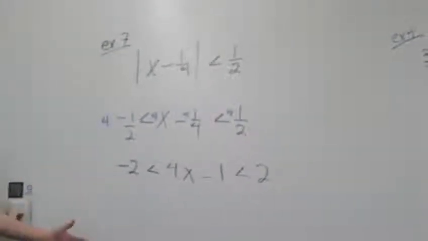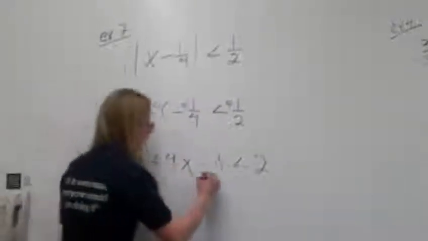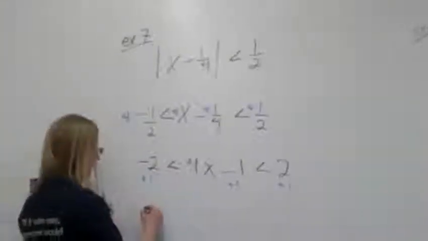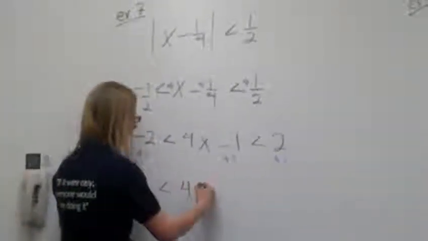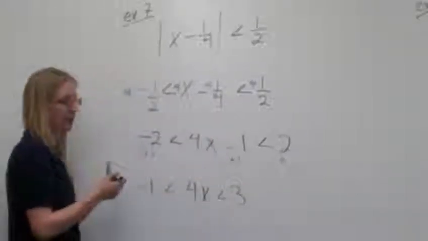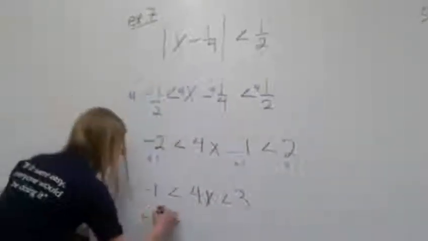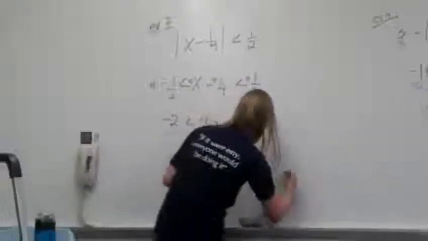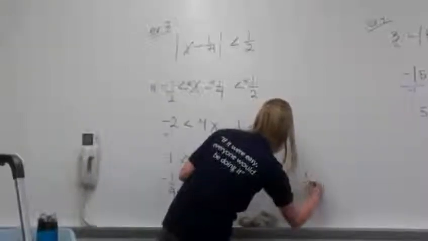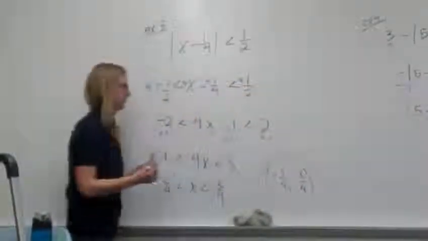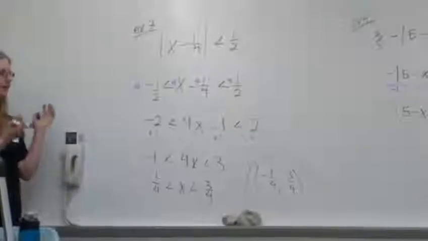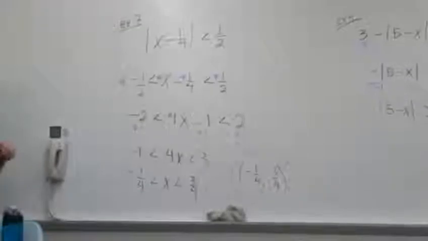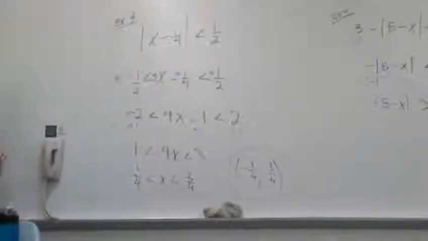There's no fractions. Okay? So then from here I'm going to add 1 to all 3 sides. And that's going to give me negative 1 is less than 4x is less than 3. Then what do I do? Divide by 4. So I get negative 1/4 is less than x is less than 3/4. And the way I write that in interval notation is like that. Questions on any of that?